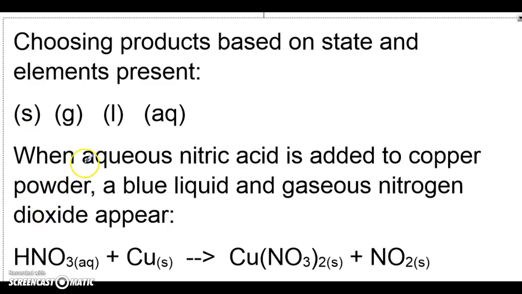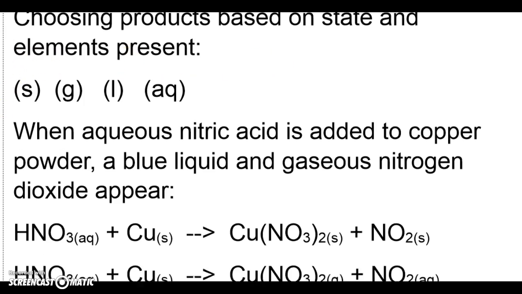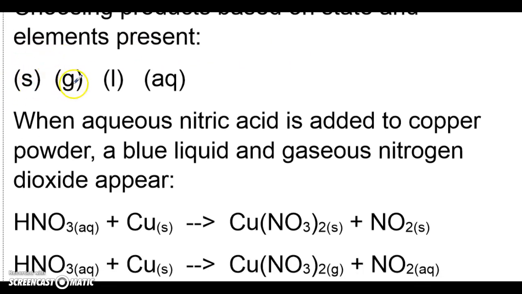Next on our list, we have to be able to choose the product of a reaction based on its state and based on the elements that are present in that reaction. So real quick, the states are solid, gas, liquid, or aqueous, meaning dissolved in water. So we can look at these and see our written equation. If it says it's aqueous, you better have an aqueous thing there, right?